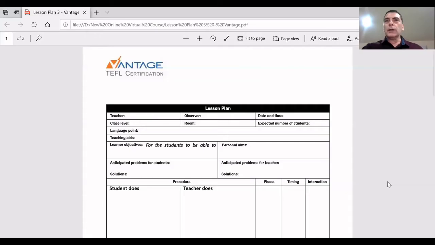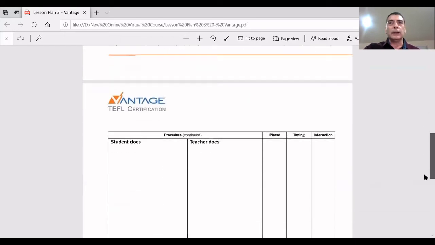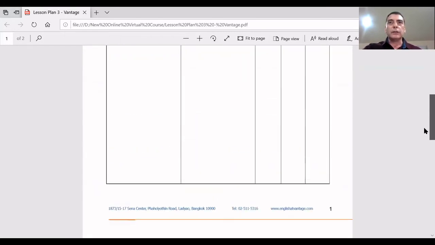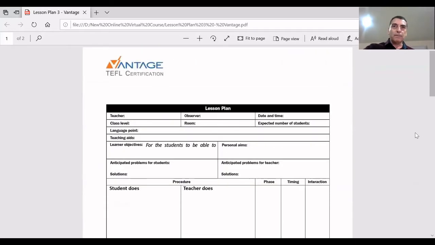So I'm just going to pull that up on the screen. Can you all see that? Yes, we can. Yes, I can. Okay. So this is the lesson plan form. You saw this in your course book or the online course. It looks like this. It's double-sided. The reverse side is just a continuation of that big box on the front.